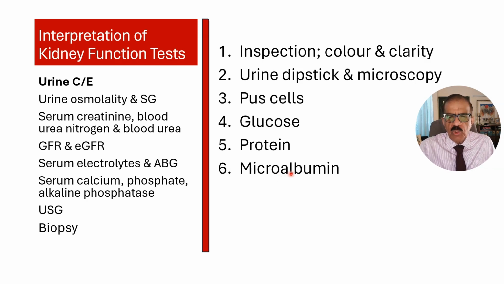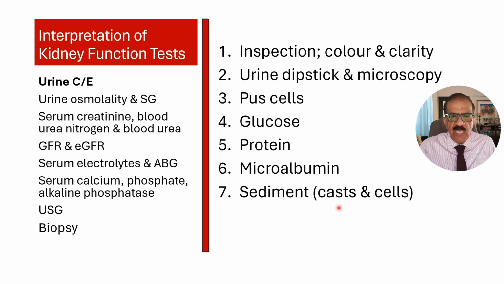30 to 300 milligram is called microalbuminuria, and more than 300 milligram is macroalbuminuria. And if somebody has more than 3000 milligram, that is nephrotic range proteinuria. So that of course means that the patient has full-fledged nephrotic syndrome. And sediment means the urine is centrifuged and examined under the microscope.